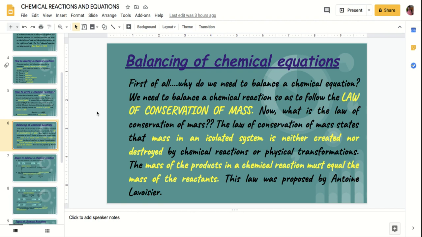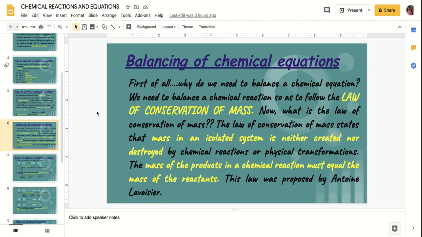Mass, weight can be gained or lost. Weight and mass are totally different. Mass in an isolated system is neither created nor destroyed, meaning it cannot be created, and it cannot be destroyed. So, what to do? The first condition is that it cannot be created nor destroyed by chemical reactions or physical transformations.